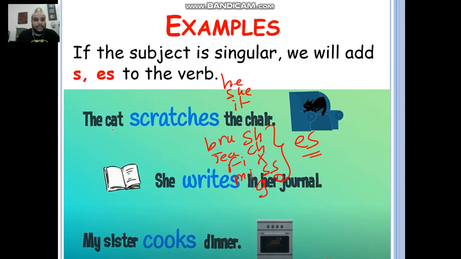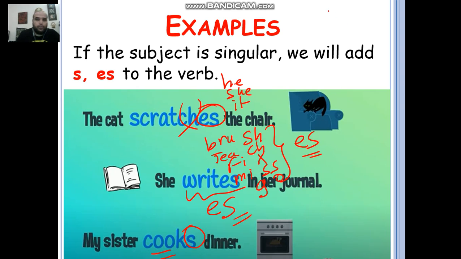Okay. For example, here we have scratch. It ends with ch. I'm going to add es. Right, already has an e. No need to add an e. Of course, add an s as usual. Okay, cook. It doesn't have any problem, so you just add an s.